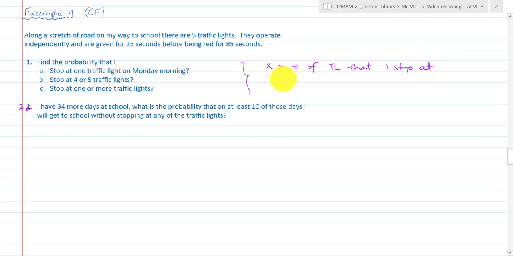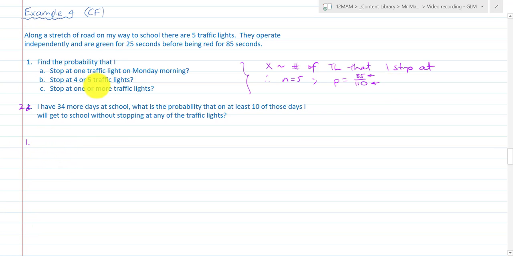So that means therefore that N is equal to 5. There are 5 in total I could stop at, and the probability of success is equal to 85 over 110. And it seems a little bit counterintuitive that we would talk about the probability of success being stopping at a traffic light, but that is the way it is, and we have to define our system mathematically rather than the way we think is more intuitive. And we're talking about the number of traffic lights we stop at. 85 is the time that a traffic light is red, whereas 110 is the total time of a cycle, 85 plus 25. So we've got a calculation there, and it's pretty easy from here.